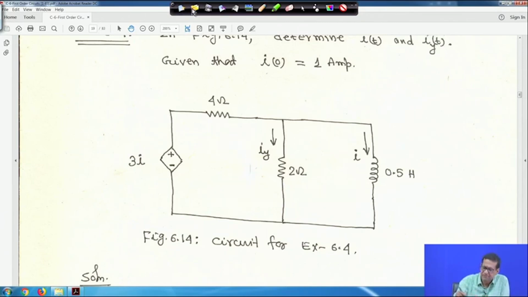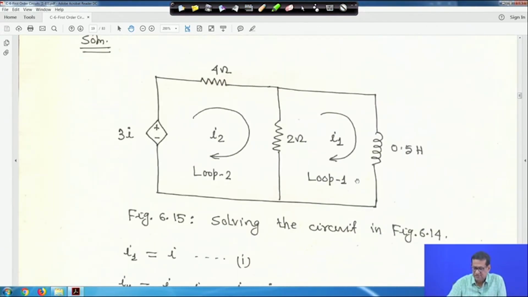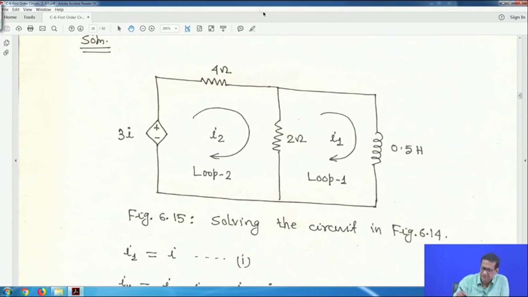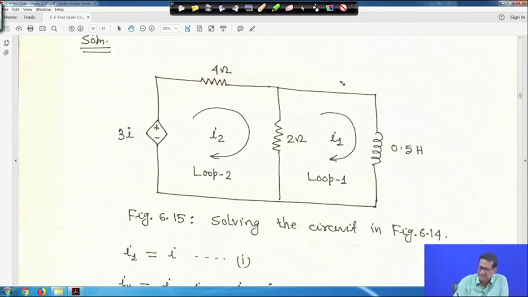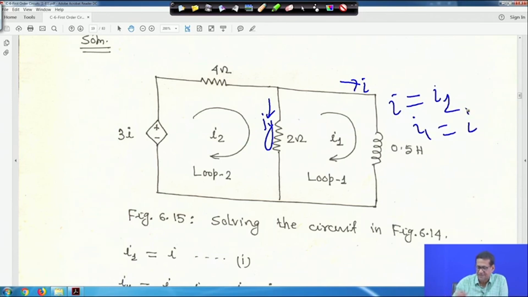So, let us see. In this case, this is what I have taken, and in the original circuit, in the previous circuit, it was given that this is my I and this is actually Iy. So, basically the way we have taken the loop, I1 is equal to I, and Iy is the current flowing through the 2 ohm resistance, direction is this way. So, Iy, in this direction we are taking.